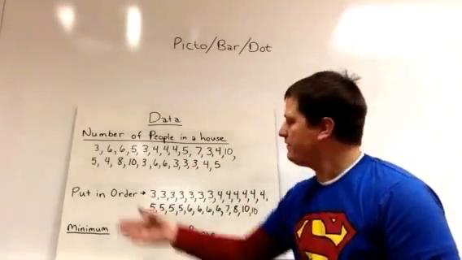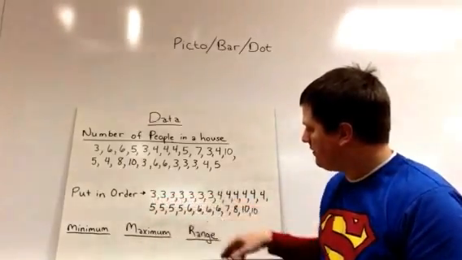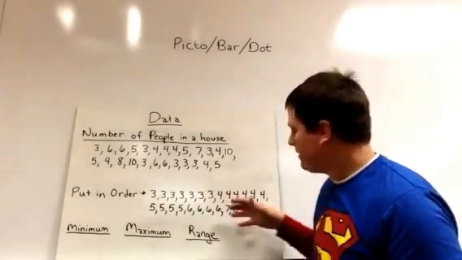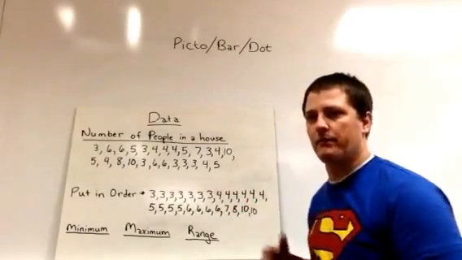Then what I've done is I've put these in order. 3, 3, 3, 3. So all our 3s are in order. All our 4s, 5, 6, 7, 8, 9, and then 10. And by putting them in order, we can do a little bit with the data.